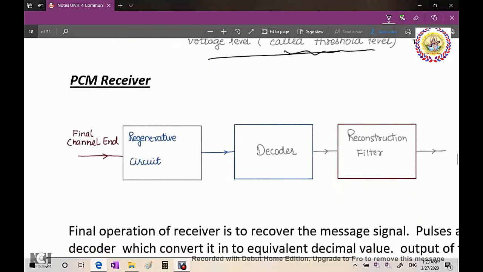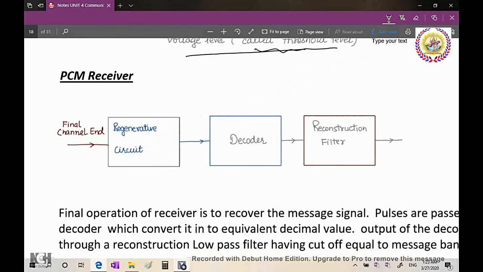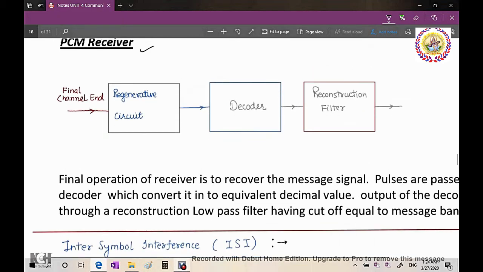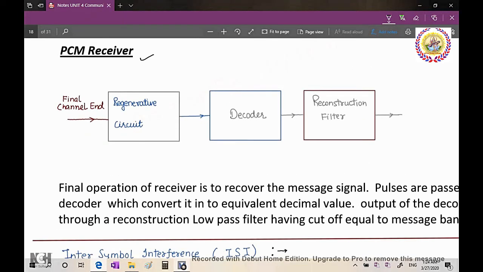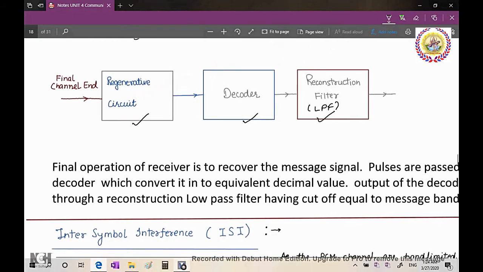Then the PCM receiver. The PCM receiver is the most important section, because if you want to reconstruct your input which is transmitted by the transmitter, you have to use the PCM receiver. The PCM receiver is shown in the figure. It has a regenerative circuit, a decoder, and a reconstruction filter. Generally, the reconstruction filter is not special, it is a simple LPF, low pass filter. The final operation of the receiver is to recover the message.